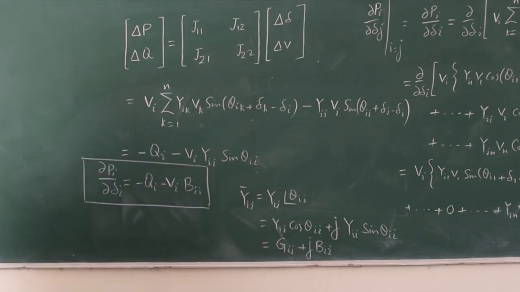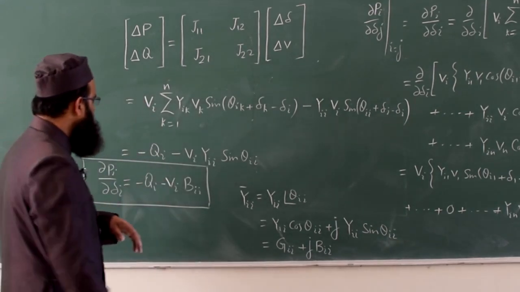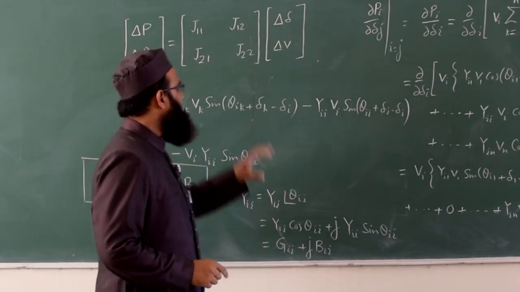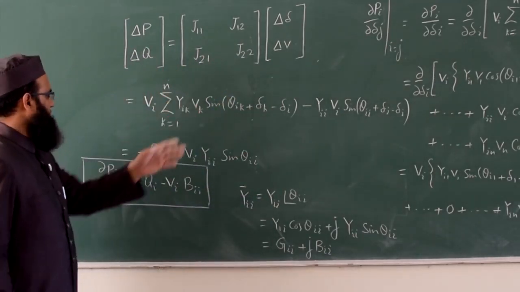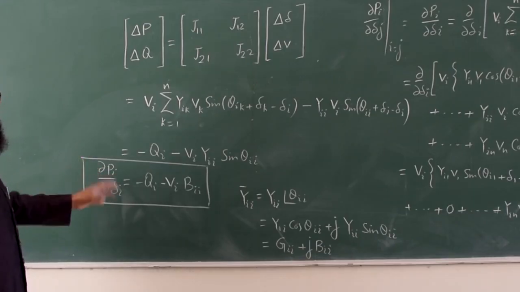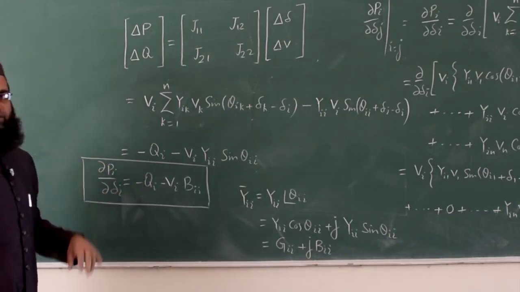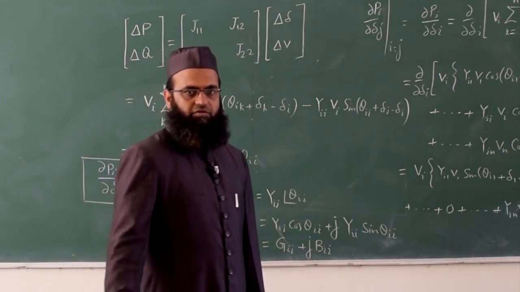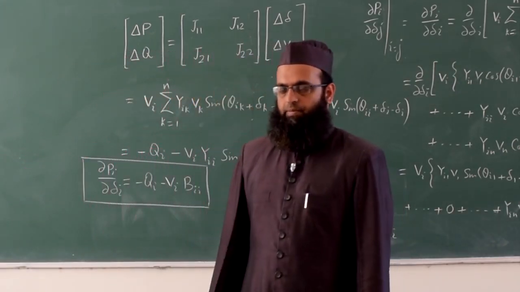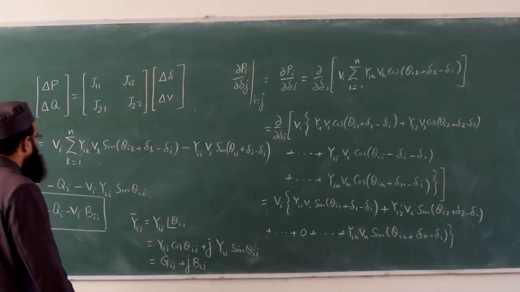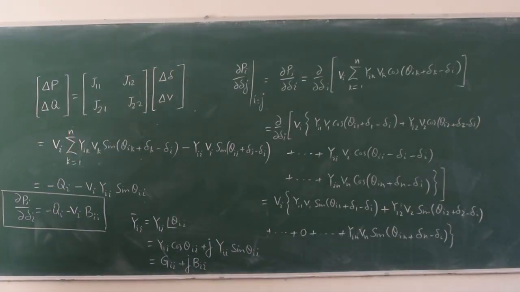So, this is the simplified method to calculate J11, whether i is equal to j or i is not equal to j. Directly we can substitute the corresponding values and we can evaluate the elements of these two matrices. So, this way we can calculate del Pi upon del delta j.